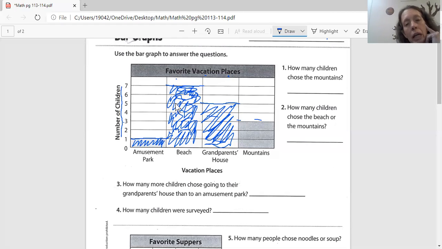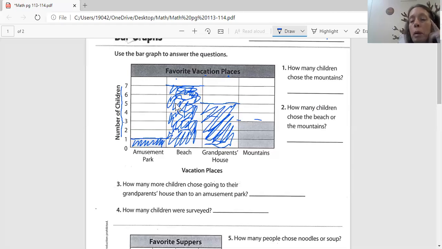Now, I don't see Disney World listed on here anywhere. So that tells me that Disney World was just not asked about anywhere on here. Okay? A graph won't have every piece of information you can think of, every choice you can think of, only the ones that were asked about.